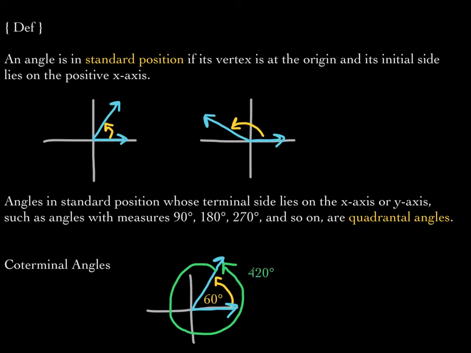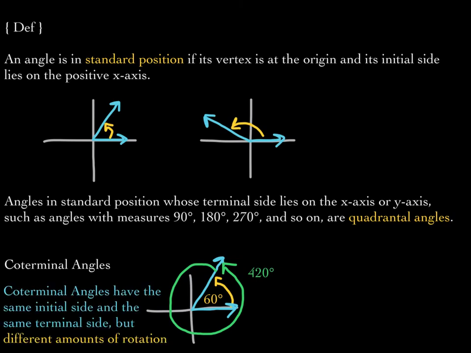Now pay close attention here. The only difference between 60 degrees and 420 degrees is that they have different amounts of rotation. They have the same initial side. They have the same terminal side. They just have different amounts of rotation. These two angles are considered to be coterminal. Coterminal angles have the same initial side, the same terminal side, but different amounts of rotation. So make sure you have this in your notes, all right?